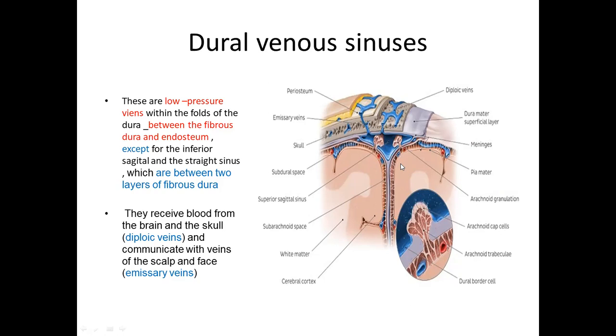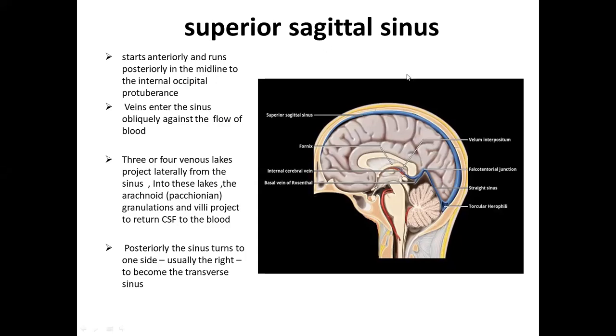There are 3 to 4 venous lacunae projecting from each side of the superior sagittal sinus. Into these lacunae, the arachnoid villi project to return the CSF to the blood, as we will see in the next slide. Superior sagittal sinus starts anteriorly and passes in the midline posteriorly to the internal occipital protuberance. Veins enter the sinus obliquely against the flow of blood, and on each side, as we mentioned, 3 to 4 venous lacunae, inside which will be the arachnoid villi, which return the CSF to the blood. Posteriorly, the superior sagittal sinus will turn to one side, usually the right side, to become the transverse sinus.